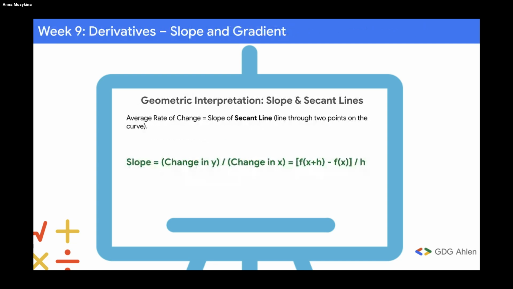Geometrically, the derivative relates to the concept of slope. Let's start with the average rate of change between 2 points on the function's curve. If we have 2 points, say at x and x plus h, their corresponding y values are f of x and f of x plus h.